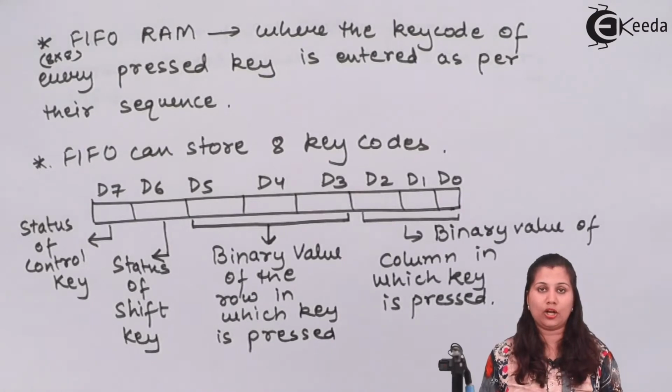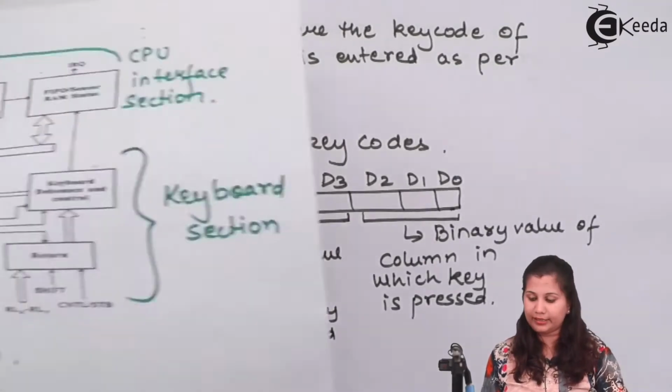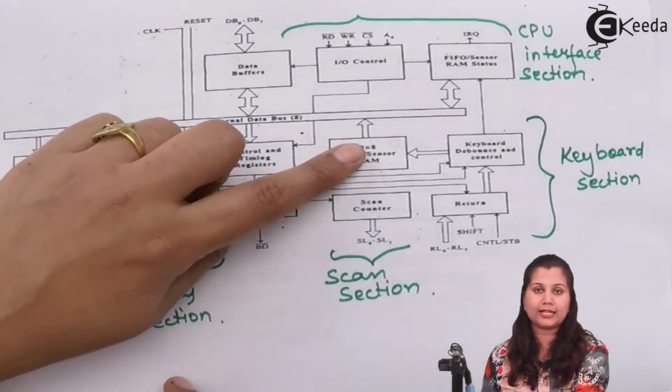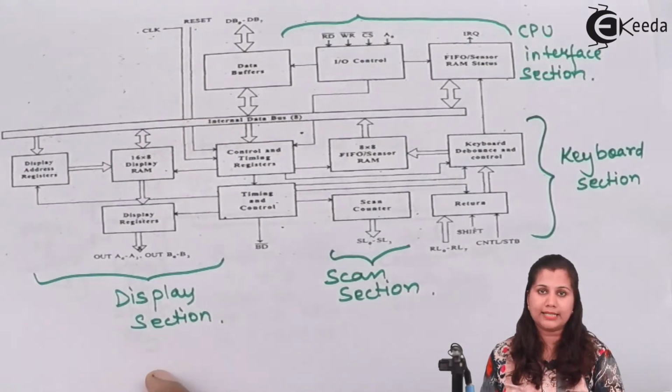So the keyboard was having 64 keys. Now in the sensor array, we will have 64 switches. So 64 switches will be connected to the 8279, or they will be connected to the CPU. The information about the 64 switches of the sensor will be stored in this FIFO sensor RAM. Again, the status will be stored, and this status will be read by the CPU.